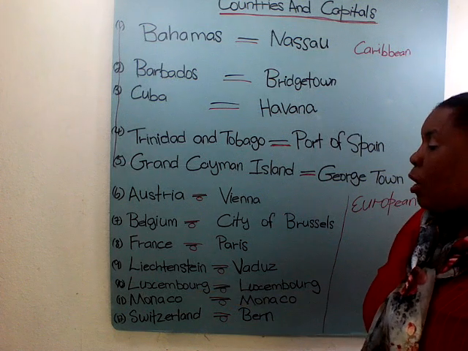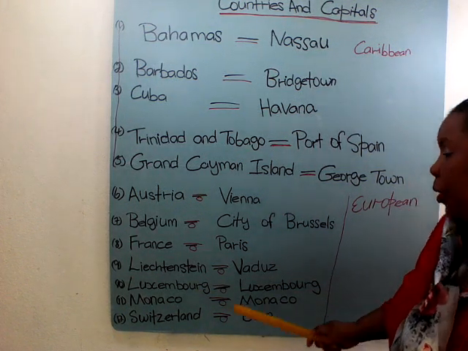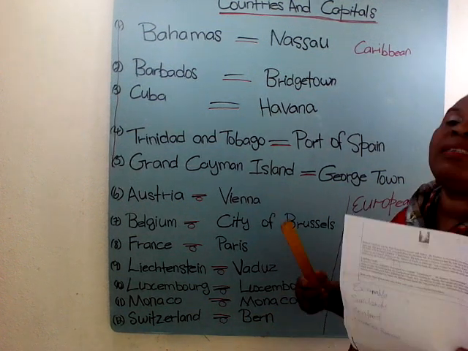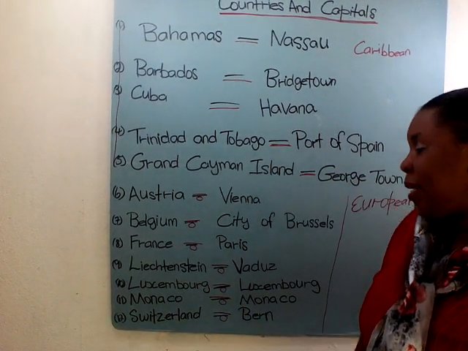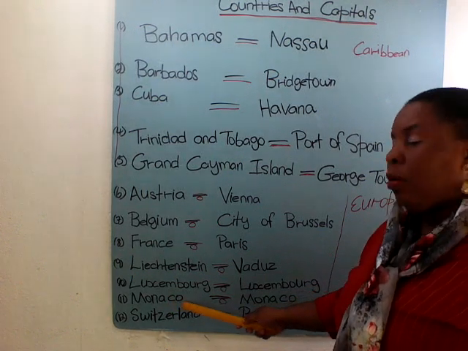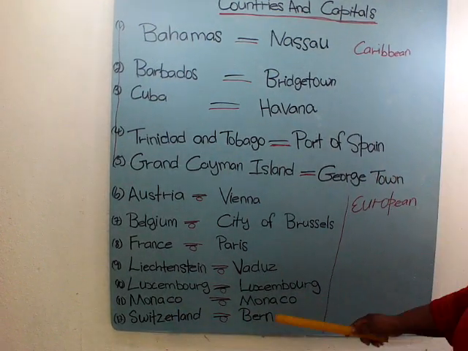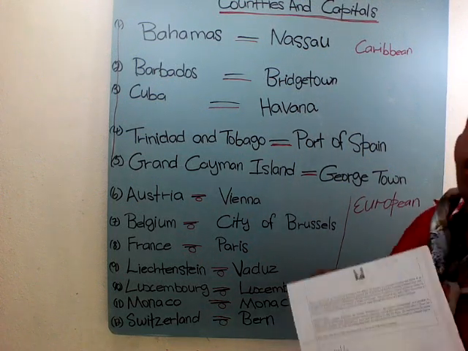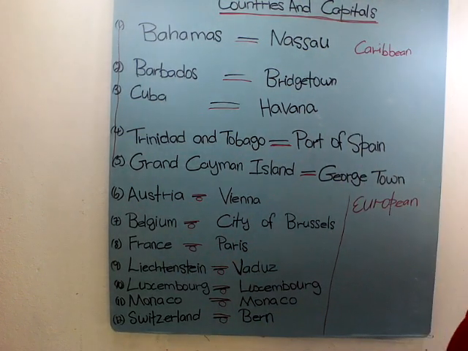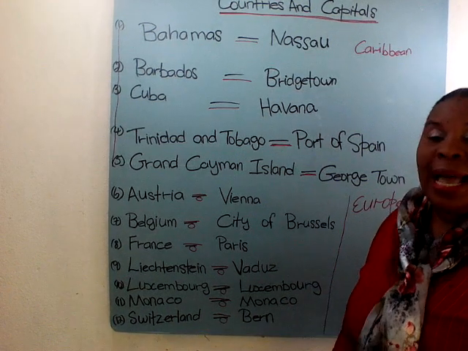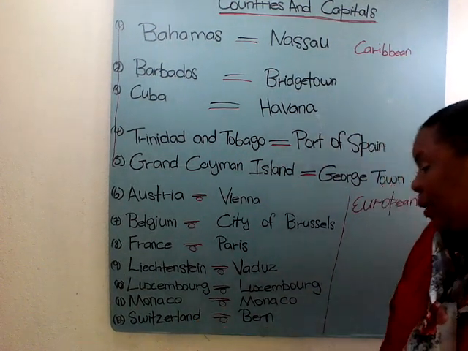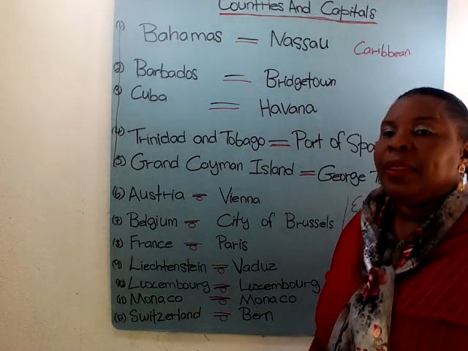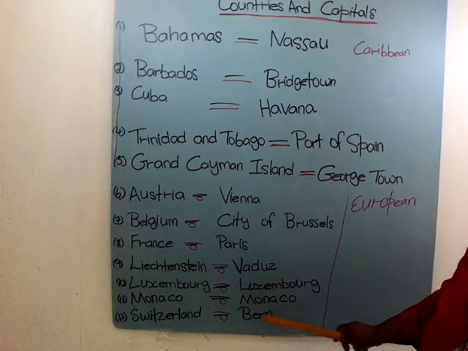The capital for Luxembourg, that's Luxembourg, all right? It carries the same name as the country. Monaco. Capital of Monaco is also Monaco. It carries the country's name. And for Switzerland, our last and final, Switzerland. And the capital for Switzerland is Bern. All right? The capital for Switzerland is Bern.